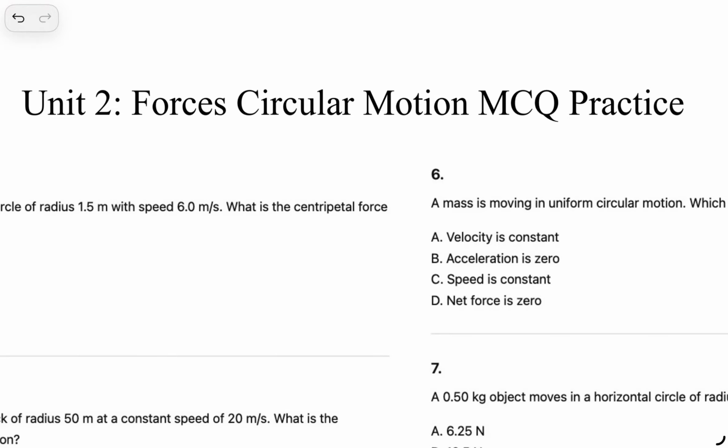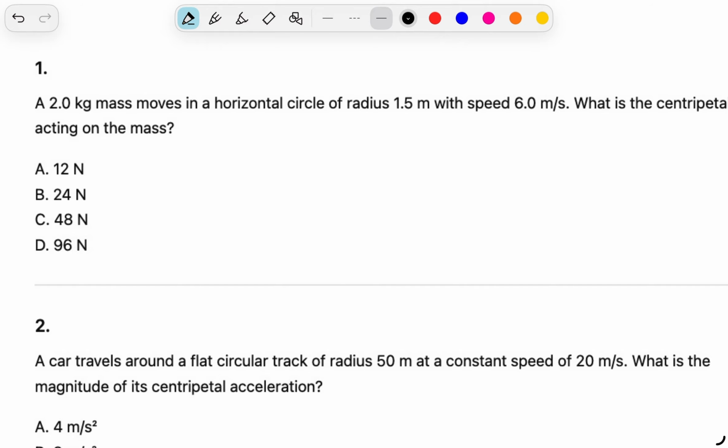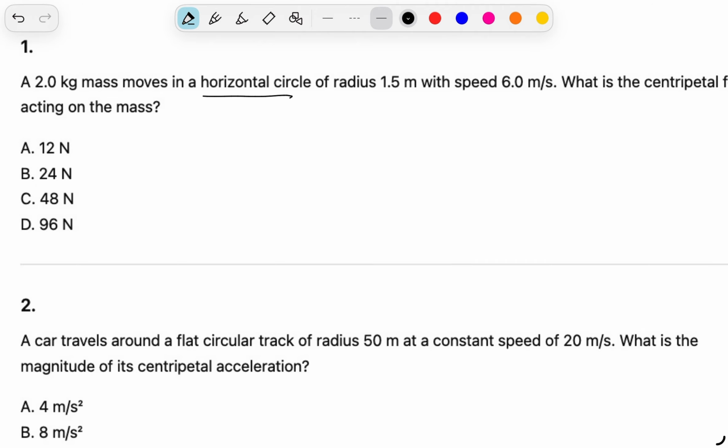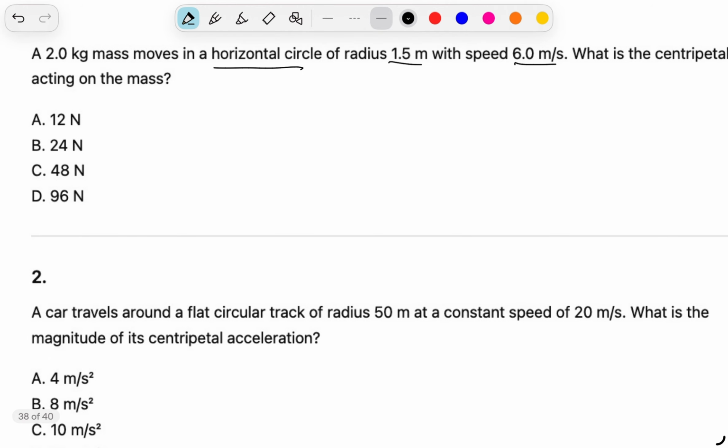In this video, we're going to be doing a Unit 2 Forces Circular Motion MCQ practice. So for our first question, we have a 2.0 kilogram mass that moves in a horizontal circle of radius 1.5 meters with a speed of 6.0 meters per second. What is the centripetal force that is acting on the mass?